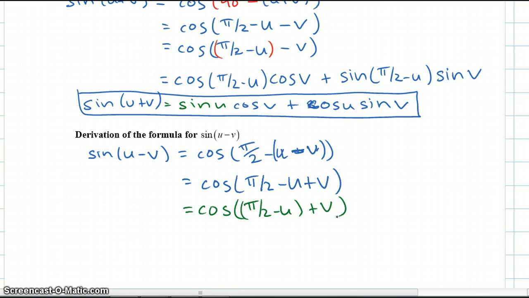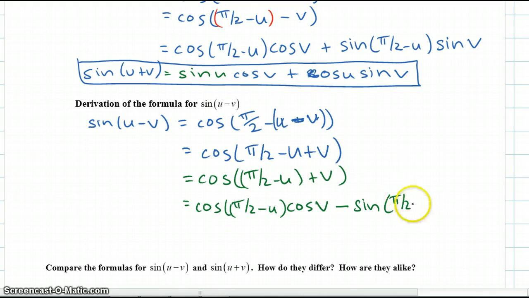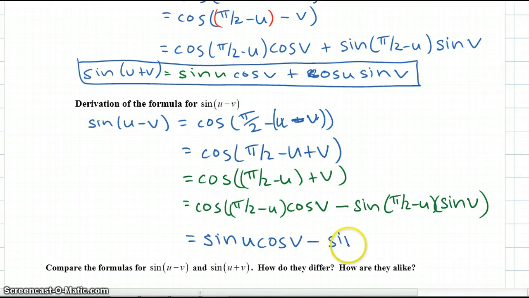I know that the cosine of u plus v is equal to the cosine of u, which in this case is pi over 2 minus u, times the cosine of v, minus the sine of pi over 2 minus u, times the sine of v. And again, substituting using our cofunctions, that's going to get us the sine of u, because the cosine of pi over 2 minus u equals the sine of u, times the cosine of v, minus the cosine of u times the sine of v.